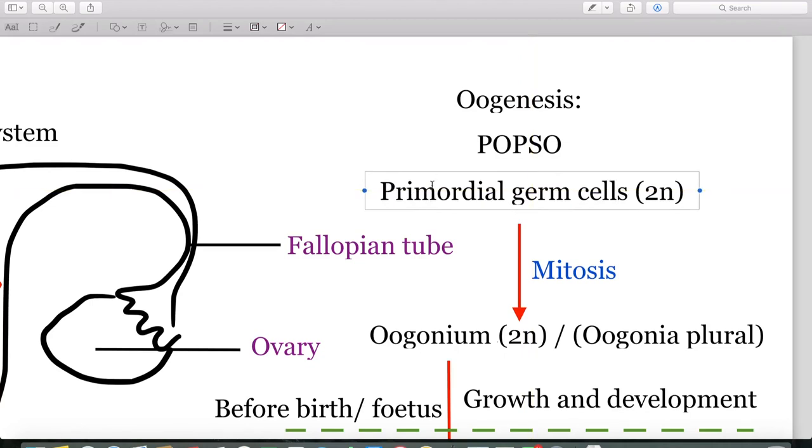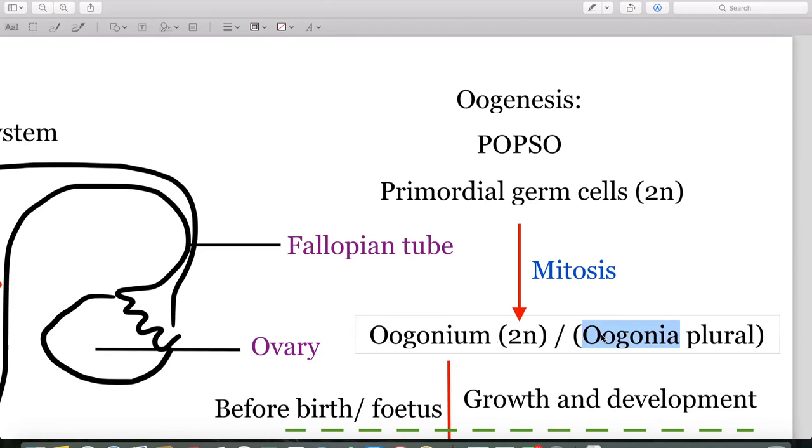Oogenesis process. Primordial germ cells can be found in the ovary of the female. The primordial germ cells develop while the female is in the fetus stage, before birth. All this happens before birth. In the ovary of the fetus, there are primordial germ cells, and these are diploid in number. They will go through mitosis to produce something called oogonia. In plural, it is known as oogonia.